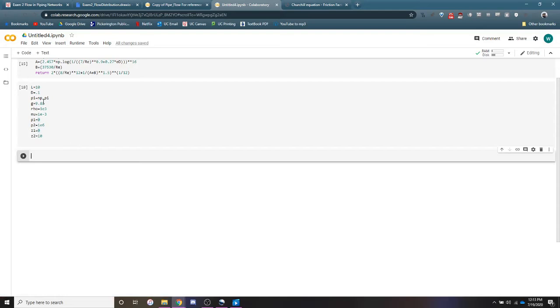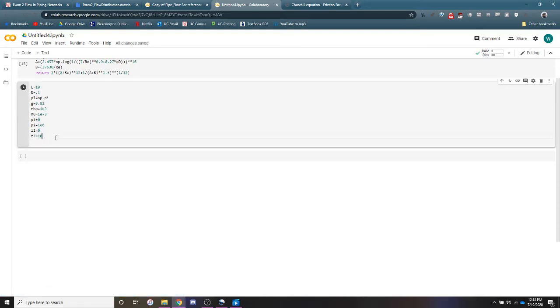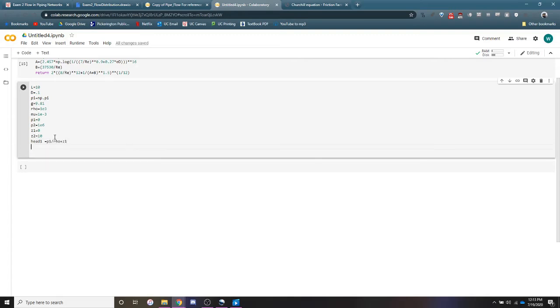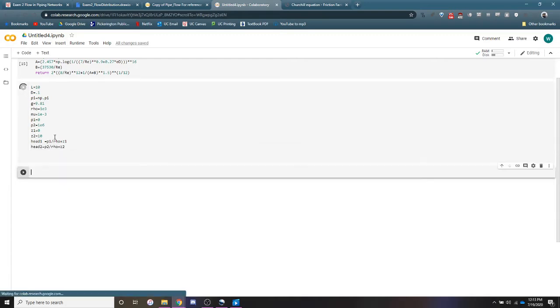Now that we have some parameters of the equation, since we're finding the change in head, we should probably define the head as well. So head 1 is equal to P1 divided by rho plus z1, and head 2 is equal to P2 divided by rho plus z2. So now we have a bunch of variables that we can use.